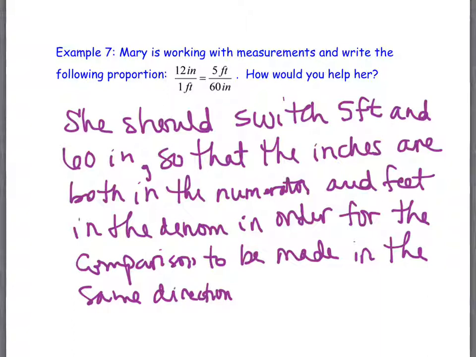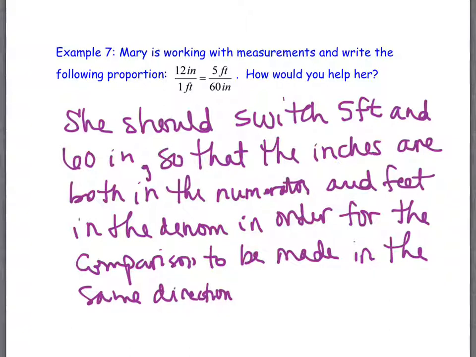Right? On the left, I'm comparing inches to feet. And I'm still comparing inches and feet on the other side, but on the other side, I'm right now comparing feet to inches. I need the comparisons to be made in the same order in order for there to be a proportion between them. Everybody good with that?